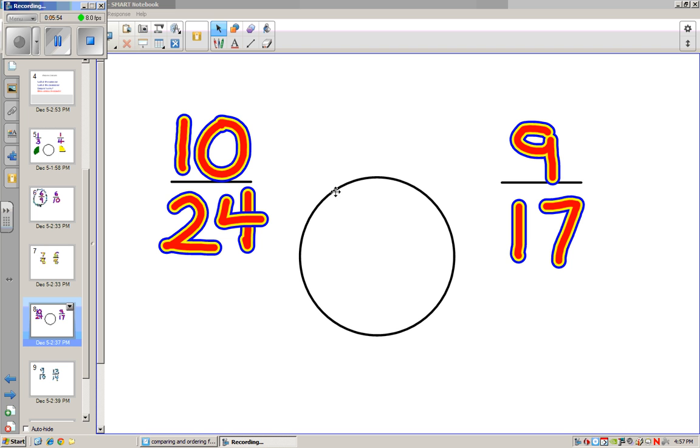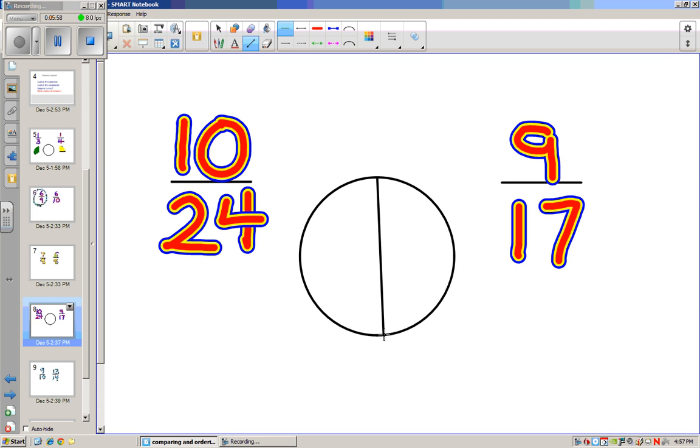So if I had a circle out here again, if I just divided that into 1/2, just so we can make sure we're looking at that the right way, 10/24, I need to look at, well, what's half of 24? Because that would be equivalent to 1/2 in this case. Well, half of 24 is 12. So I know my 10/24 is going to be less than half, because half of it would be 12/24. So I know this one is less than half.